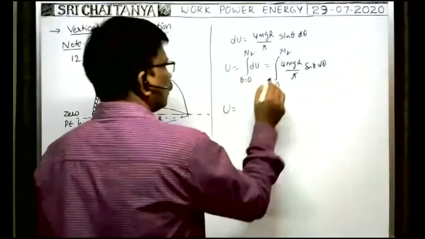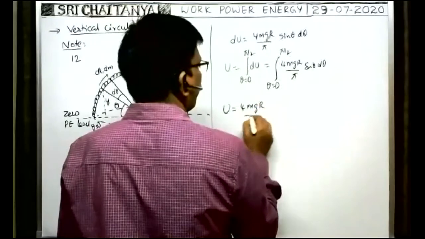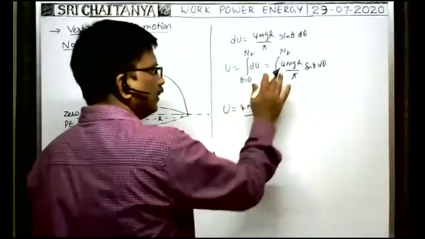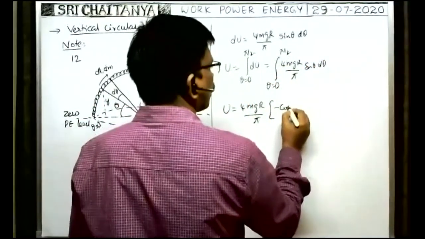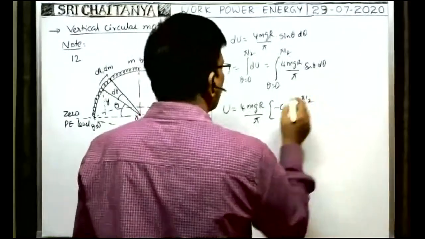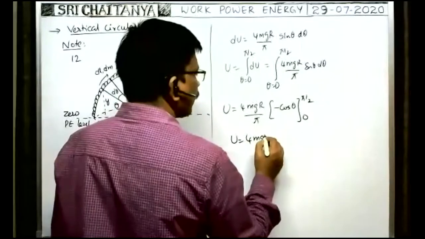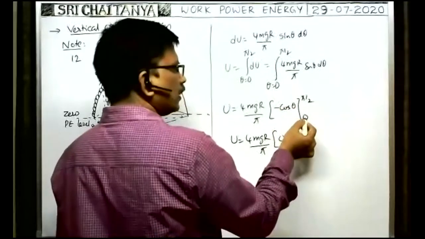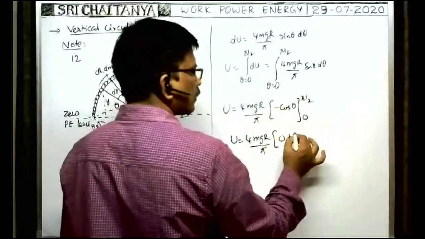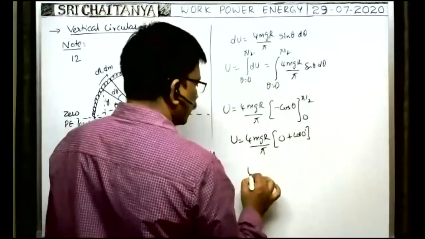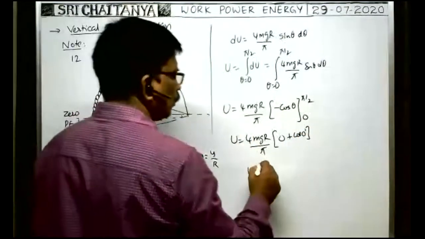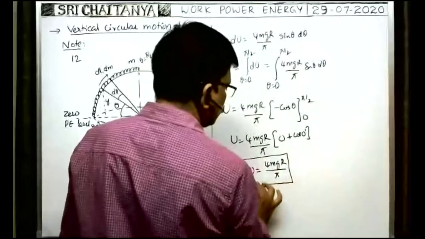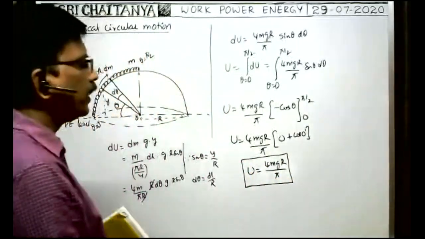So U is equal to 4 mg r by pi times the integral of sin theta, because 4 mg r by pi is a constant if you keep it aside. The integral of sin theta d theta is minus cos theta, with limits 0 to pi by 2. So U is equal to 4 mg r by pi into, for the upper limit, cos 90, which gives 0. Before substituting the lower limit you put a minus sign, so minus minus plus, plus cos 0, which is 1. Therefore the potential energy stored in the chain is 4 mg r by pi.